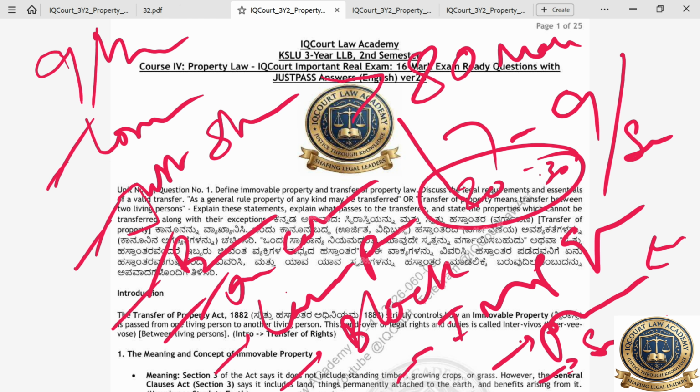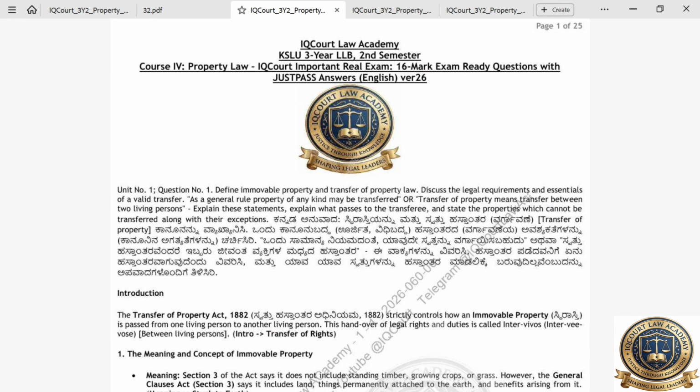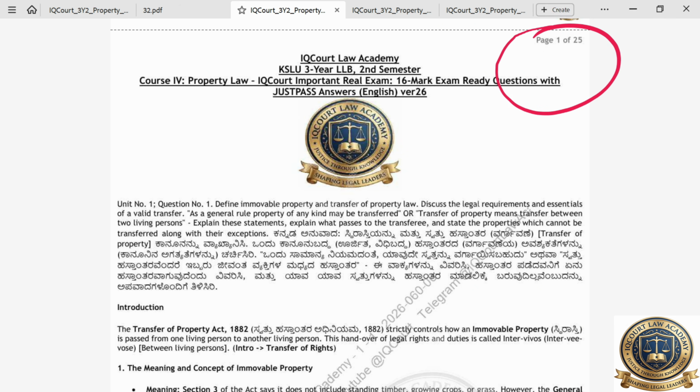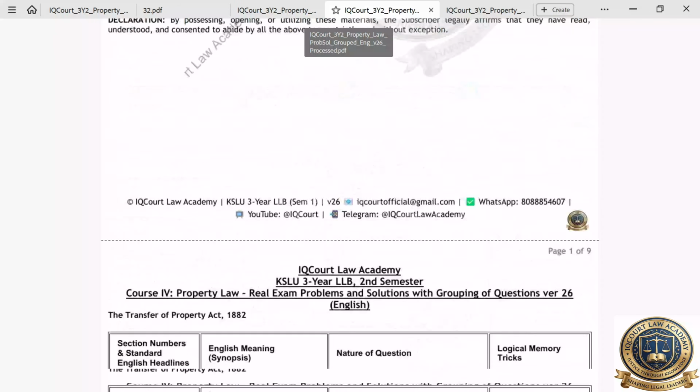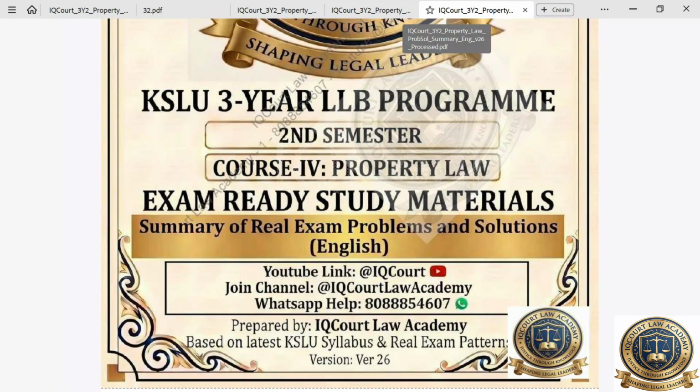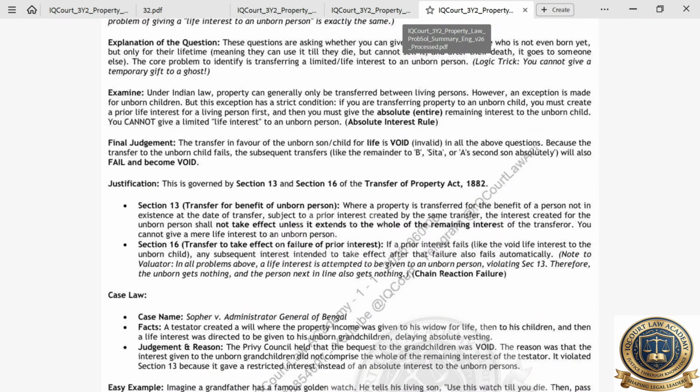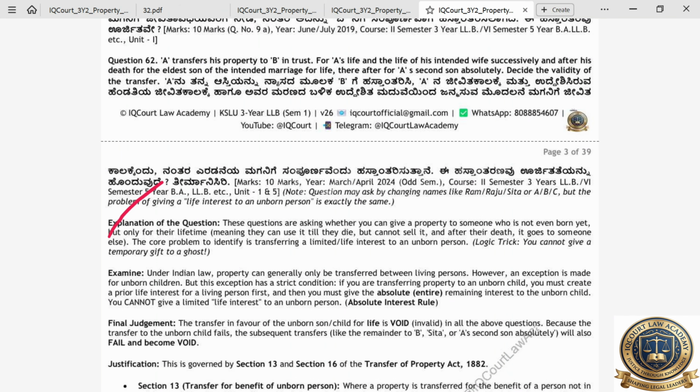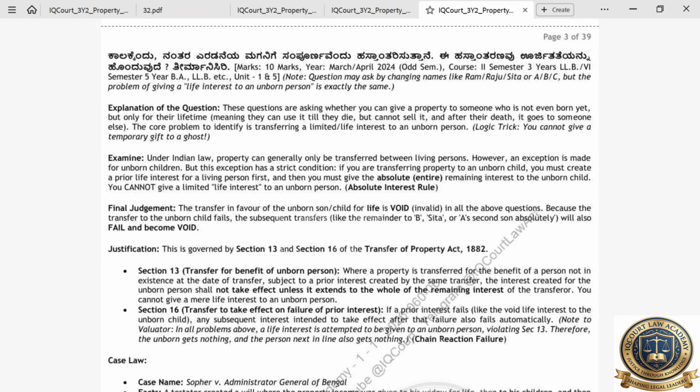Short notes. That is what we call a short note. Now I'm explaining with the help of short notes. A short note is just a short version of the long notes. We are not giving you the detailed explanation; we are giving you a short and brief explanation for each point. For Property Law, we are providing only 25 pages of all important questions along with the answers. This is the theory model. The problem model is different. So this one is problems: these are the summaries of the problems, and this one is problems and solutions. In a problem, you have to write the explanation of the question, examine, final judgment, justification, case laws, examples, everything you have to write.